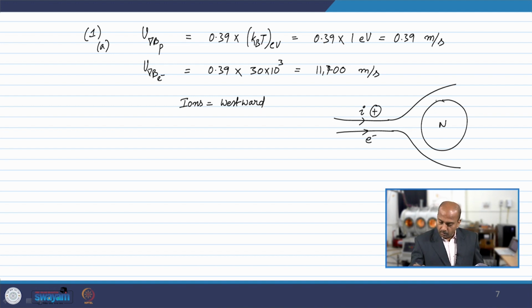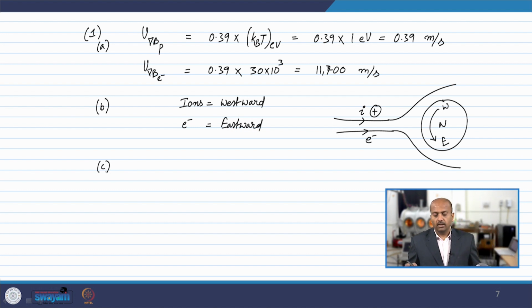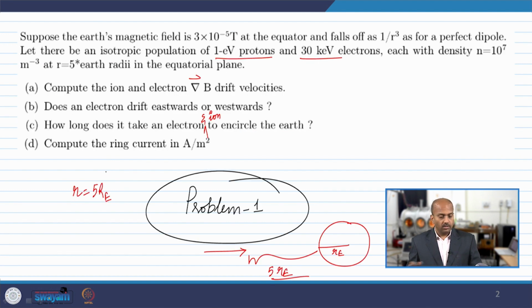In this picture it is very important that this is the west and this is the east. Ions will move westward and the electrons will move eastward. So, this differential movement of the charges is responsible for the creation of the ring current. We know that. Now, since the particles have separated, they are encircling the Earth. How long does it take for the particles to complete one revolution of the Earth? That is the question.